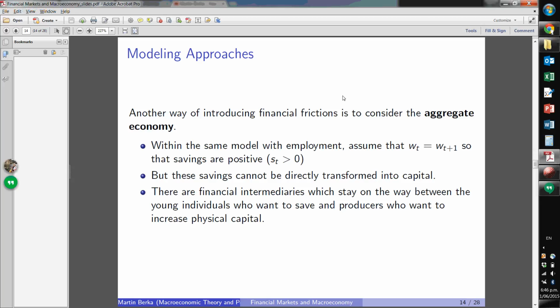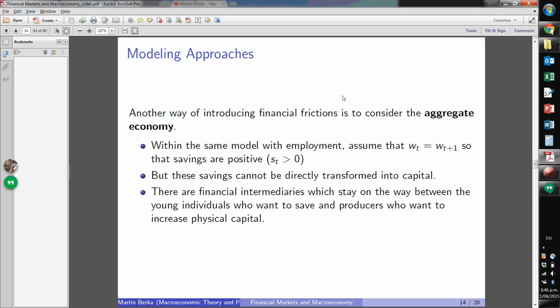Another way of introducing financial friction is to look at the aggregate economy. So, for example, assume that wages are such that the savings are going to be positive, but these savings cannot be directly transformed into capital. So the financial intermediaries allow this transformation, basically. It's unrealistic to say what we have been assuming until now, that the savings directly translate into capital stock. Typically what we were skipping was the financial sector.